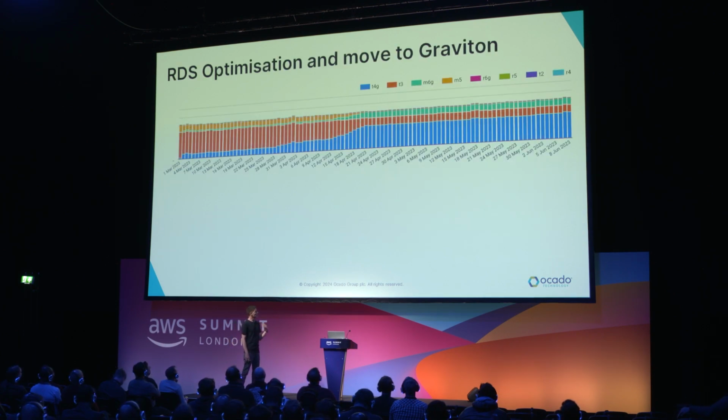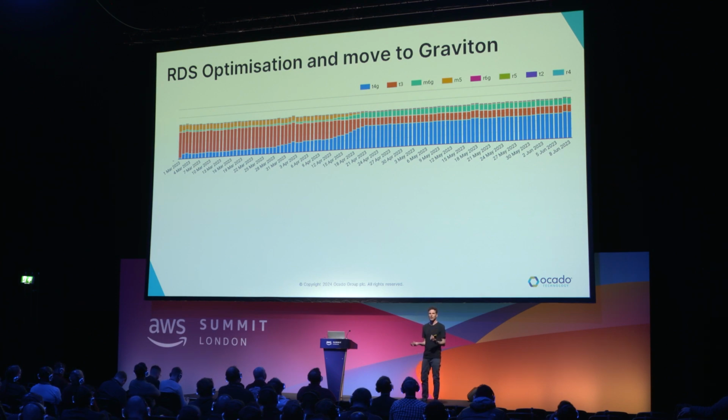Next, I'm going to talk about RDS and Graviton. Many of our services use databases, and quite a lot of those use RDS Postgres, right? So we took a 3-stage approach with RDS. We were able to first ask the teams to review their instance sizes. It's a relatively easy activity.